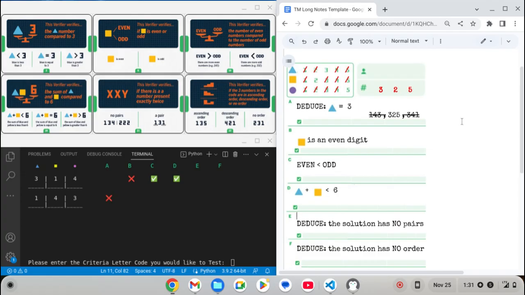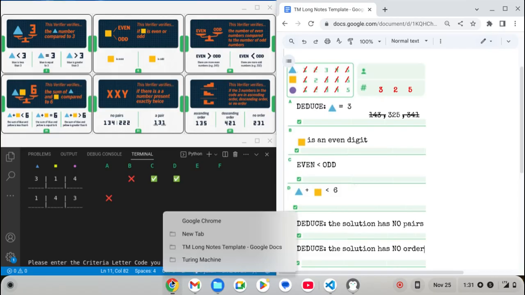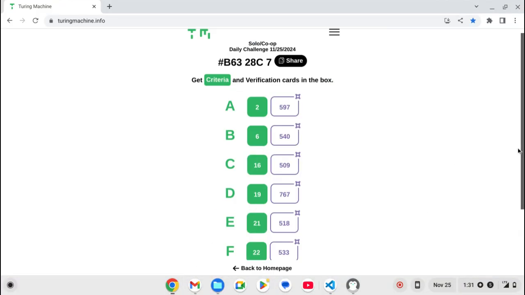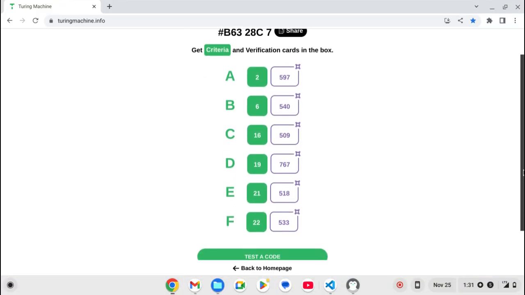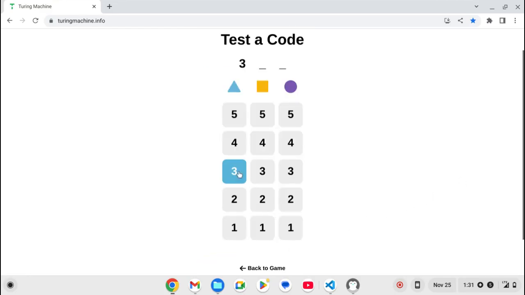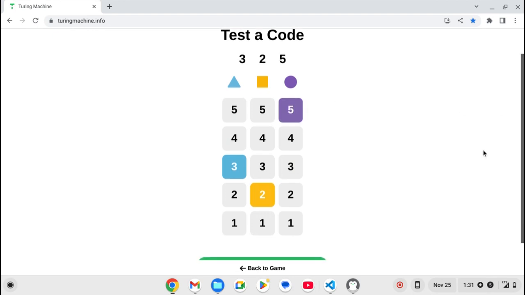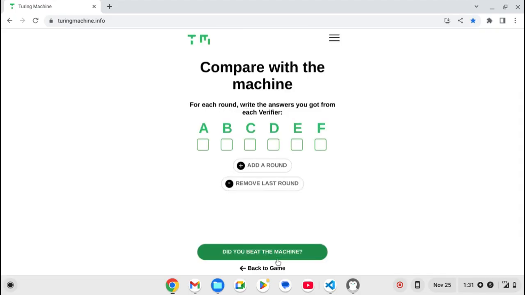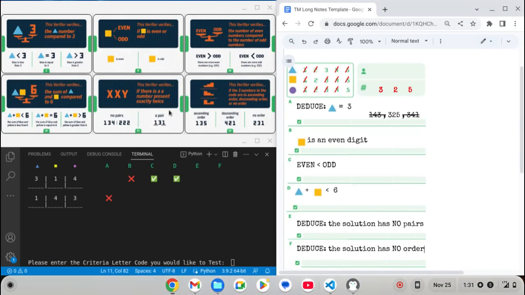Well, let's see if these deductions paid off. So 3, 2, 5. Fantastic. Well, how do we do versus a Turing machine? Well, it is a 6 criteria card puzzle, but we only did 4 tests.